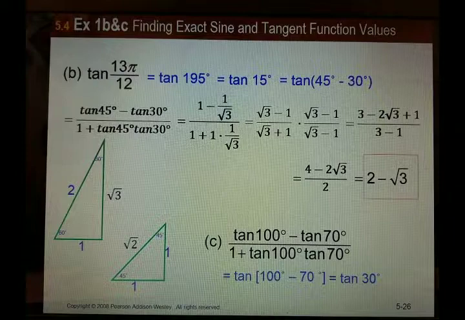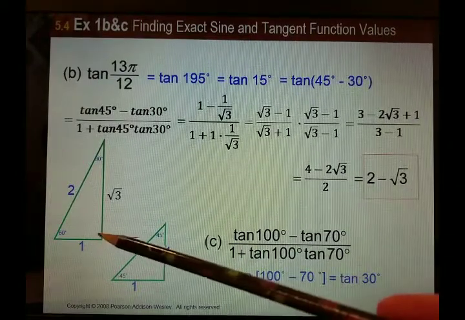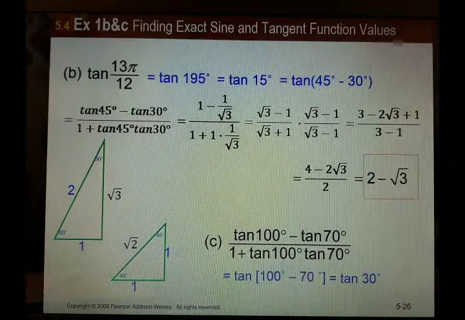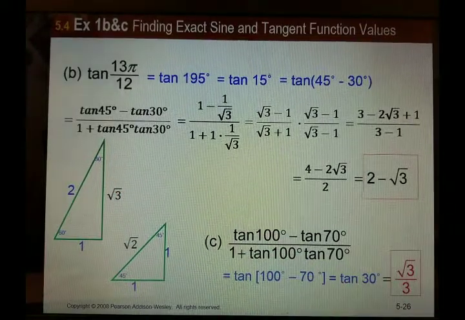Now the tangent of 30 degrees, you go back over here to your 30-60 triangle. The tangent of 30 degrees opposite over adjacent leg, 1 over radical 3. Don't leave the radical in the bottom though.